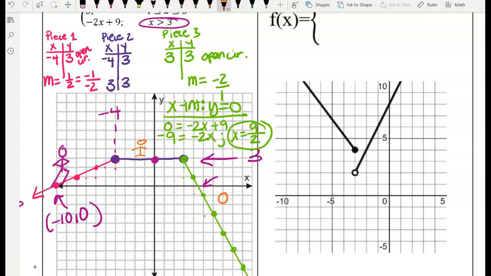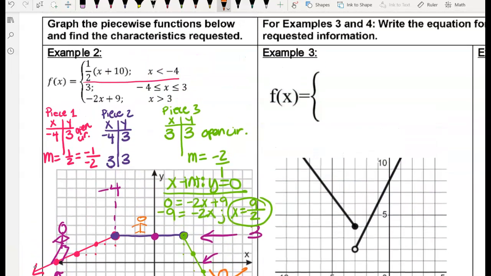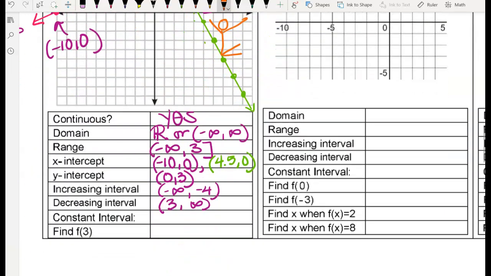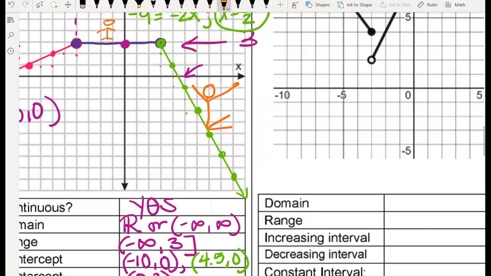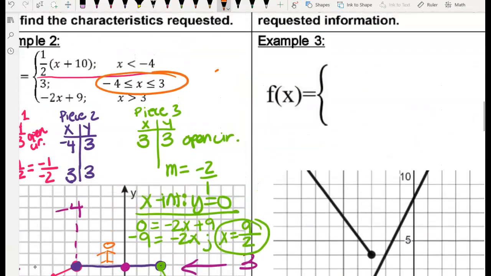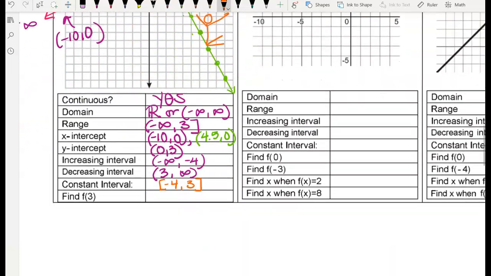Now constant interval. Constant is when you're not exerting any energy because it's so flat. So decrease is when you're sliding down. Whee! Constant is when you're not really huffing and puffing. So constant interval, this is your domain right here, from negative 4 inclusive to positive 3. So that's going to be a bracket. Negative 4 to positive 3 bracket because those are both equal on the domain right there.